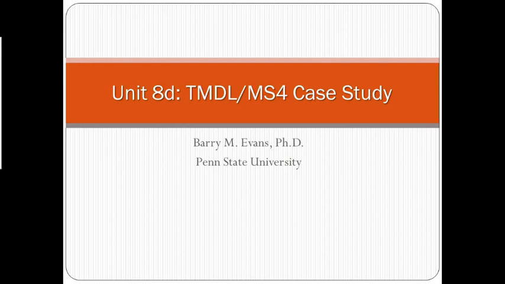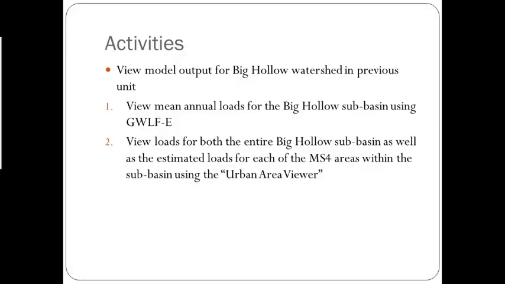In this unit, we will take another look at the loads that we generated using the GWLFE model in the previous unit. Specifically, we will look at the mean annual loads for the Big Hollow subbasin that we had created using GWLFE, and then we will look at these loads within GWLFE. Also, we will use something called the Urban Area Viewer, which will allow us to take a look at the loads not only for the entire Big Hollow subbasin, but also the estimated loads for that portion of the Big Hollow that more or less represents our MS4 area. These are the loads that we will be responsible for in terms of developing a watershed improvement plan.